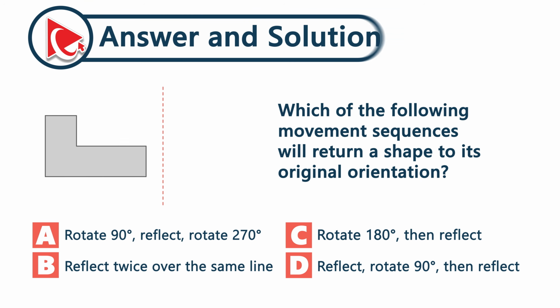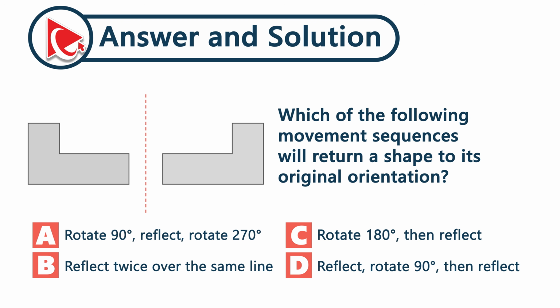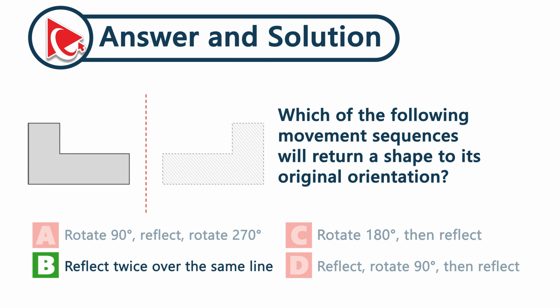Did you get to the right answer? Reflecting a shape twice over the same line cancels the transformation. In fact, it's the only option that puts the shape right back where it began, perfectly aligned. The correct answer here is choice B, reflect twice over the same line.